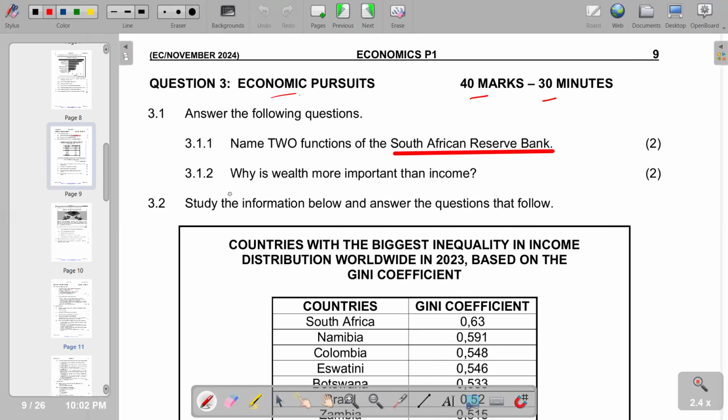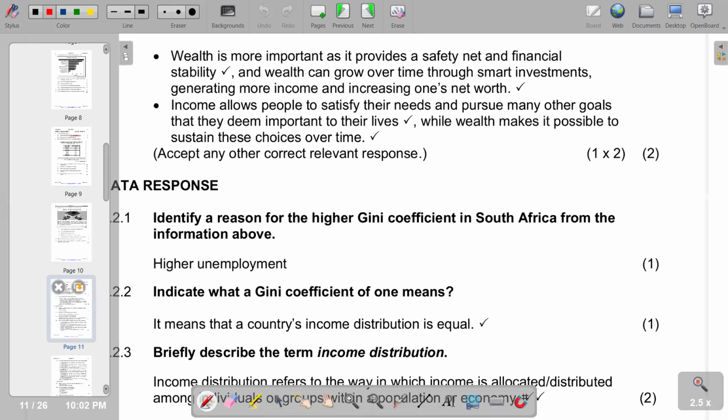Then on the next question, why is wealth more important than income? So you'd see that wealth is more important than income as it provides safety. Wealth provides safety, so that's why it is more important.